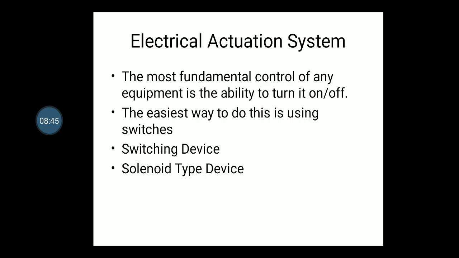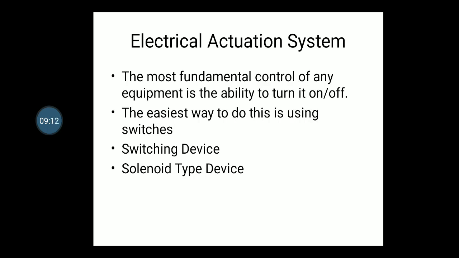meaning from the control room we can switch on or off just by clicking or by pressing a button in the control room, right? So we don't have to go to the main plant. This is the best thing about the electrical actuation system. The most fundamental thing is nothing but to turn the switch on or off, because everything starts with the on and ends with the off of the switch. The easiest way to do this is using switches.